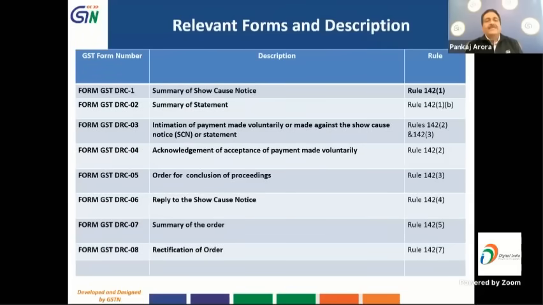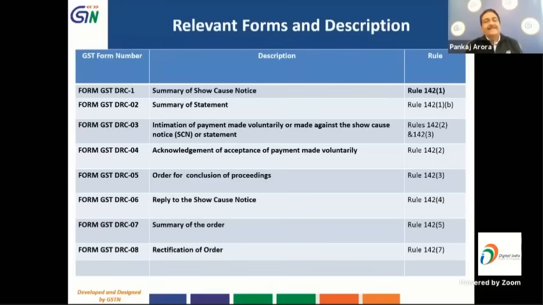and the tax has been deposited on DRC-03 along with interest, in such case the order for conclusion of proceedings will be issued by the proper officer in form DRC-05 on the GST portal. So the reply, which has to be filed electronically by the concerned taxpayer to whom the notice or the statement of demand has been issued, is in form DRC-06, and if the order has been issued, the summary of it will be available in form DRC-07.